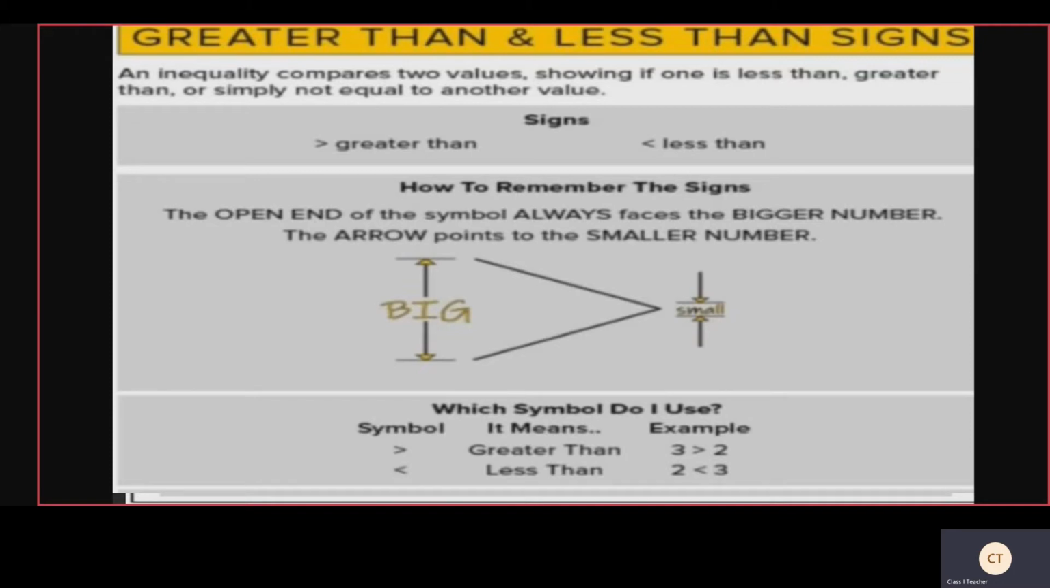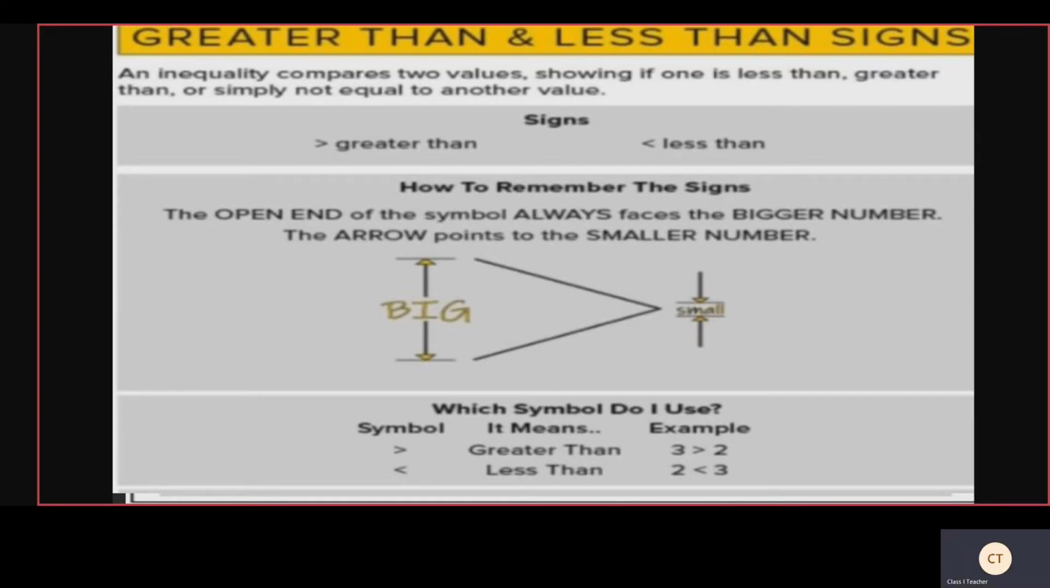Okay, and here big, children, it faces the bigger number. Open end, children, open end. This symbol always faces the bigger number. That is greater than. Okay, bigger one is greater than and smaller one is less than.